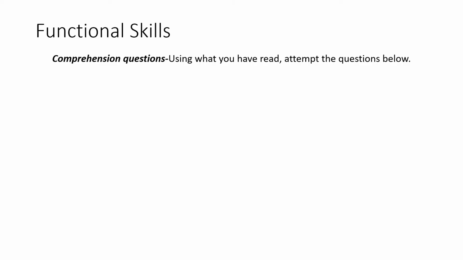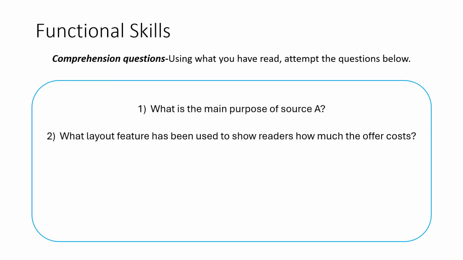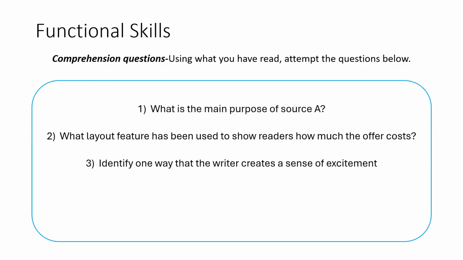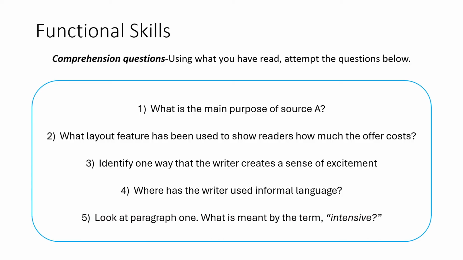Comprehension questions. So using what you've just read, attempt the questions below. Again, if I've read it too fast, you can always pause the video or you can actually download the copy yourself using the link in the description. So number 1, what is the main purpose of source A? Number 2, what layout feature has been used to show readers how much the offer costs? Number 3, identify one way that the writer creates a sense of excitement. Number 4, where has the writer used informal language? Number 5, look at paragraph 1. What is meant by the term intensive?